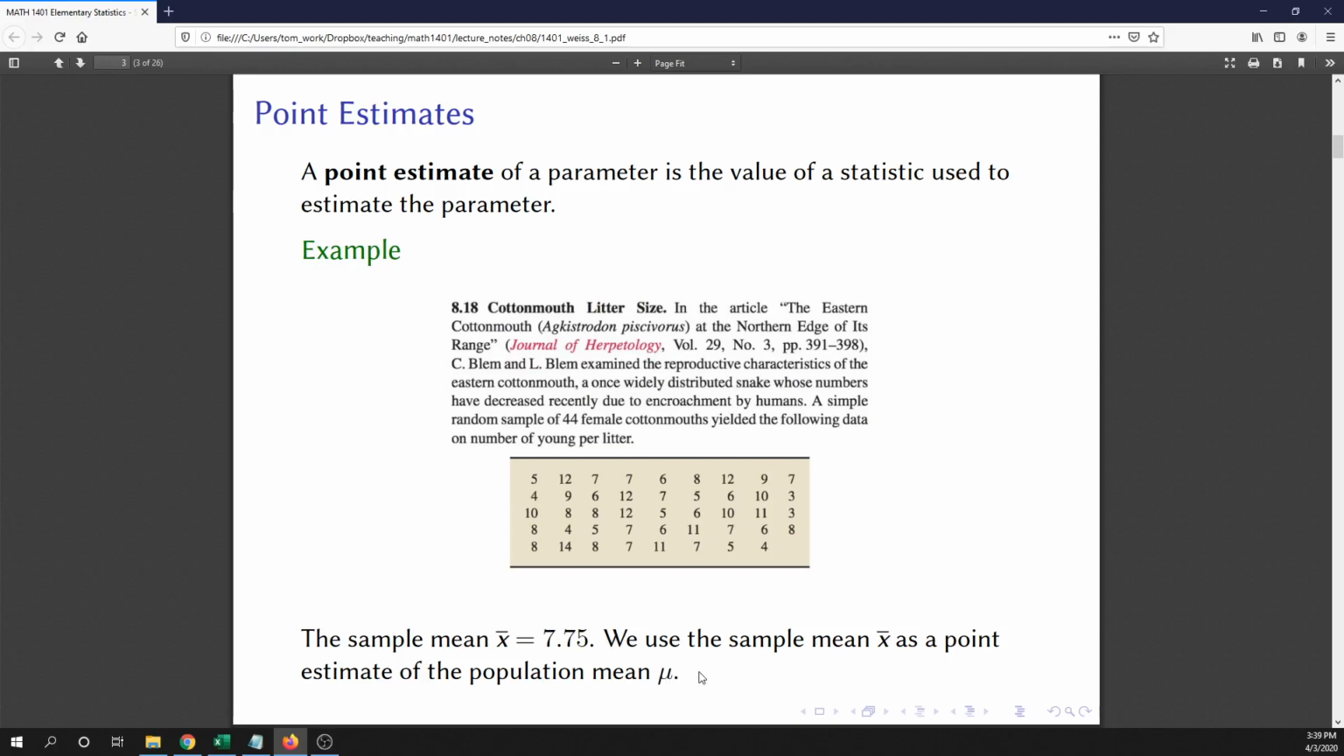Okay, and so remember, x bar is the symbol for the sample mean, and mu is the symbol for the population mean. So a point estimate is not really the best estimate, because it could vary from sample to sample, as we have already seen. Okay.